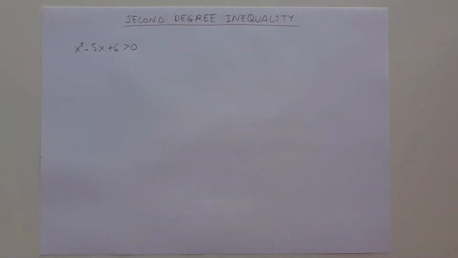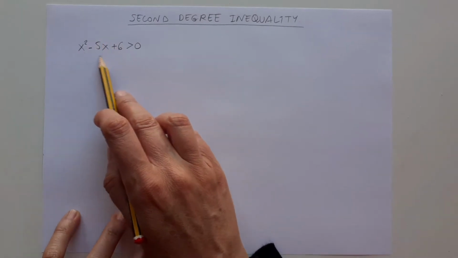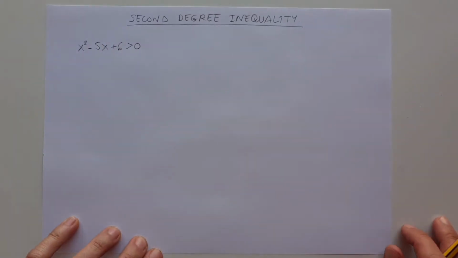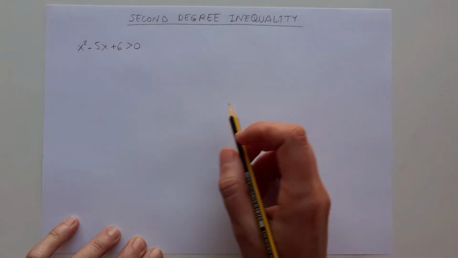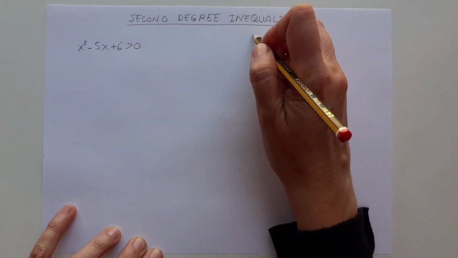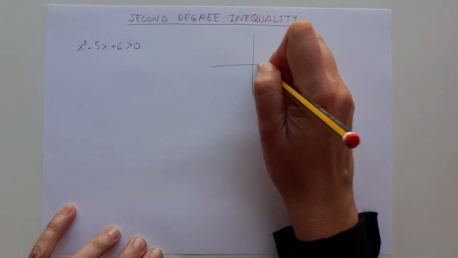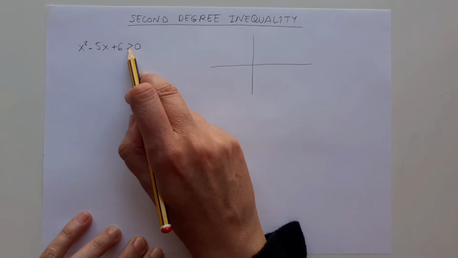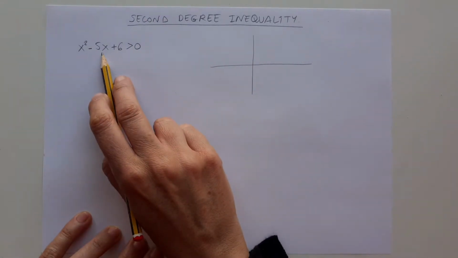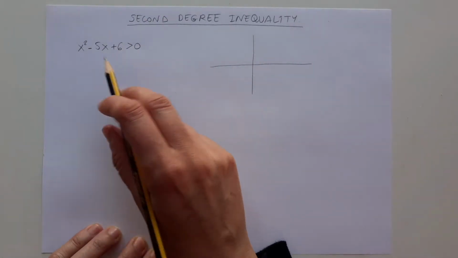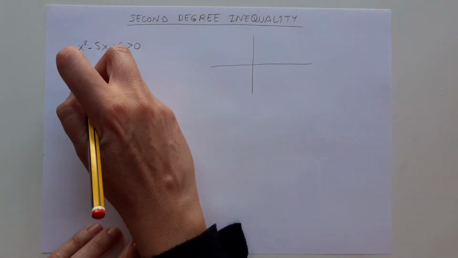Hello, we are going to solve this example of a second degree inequality. This is a second degree polynomial. So if we draw this polynomial in coordinate axis, this would be a parabola, right? So first thing we are going to do is calculate the roots of this polynomial.